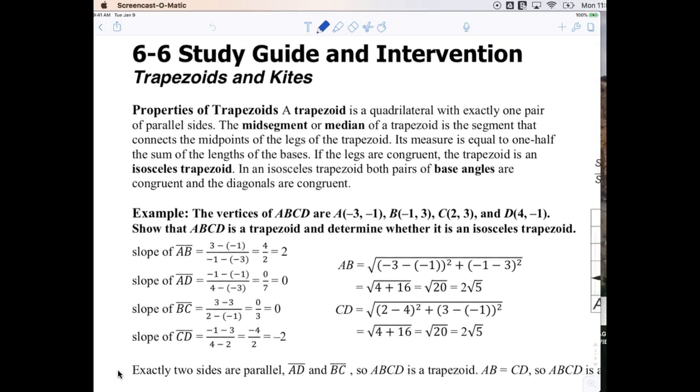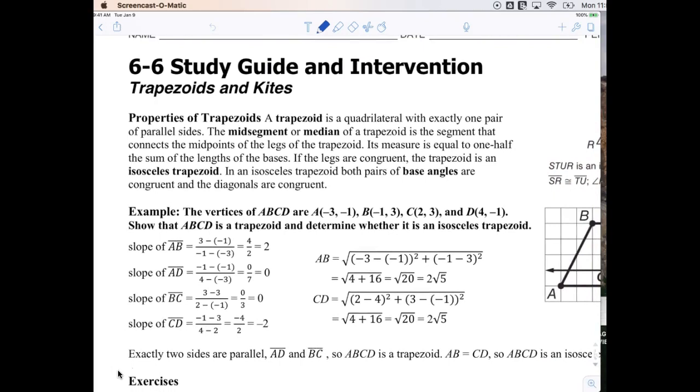In here, there's a thing called the mid-segment. The mid-segment, or the median of a trapezoid, is the segment that connects the midpoints of the legs. Well, what are the legs? The legs are the non-parallel sides. All right, is everybody with me on this?